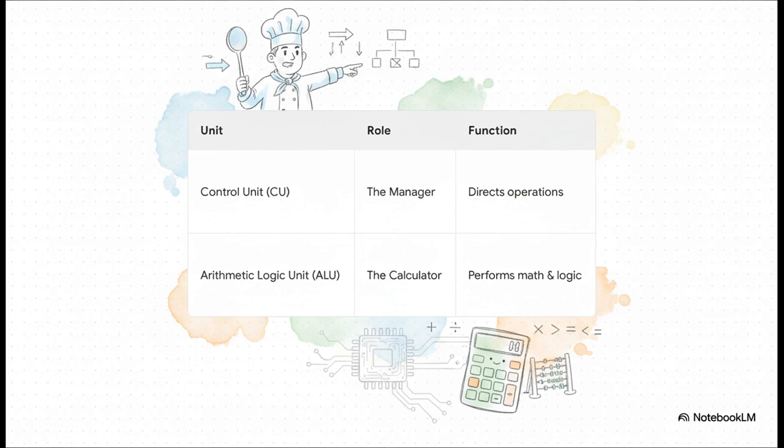But see, our master chef isn't just one person. It's more like a two-person team. First, you've got the control unit. Think of this as the manager or the head chef. It's not doing the chopping, but it's directing traffic, telling all the other parts of the kitchen what to do and when. Then you have the arithmetic logic unit, or ALU. This is the chef who does the work, all the math, all the calculations, all the logical comparisons.